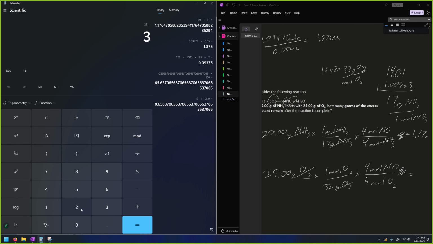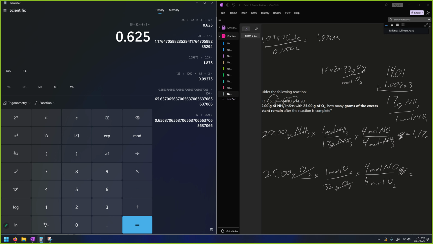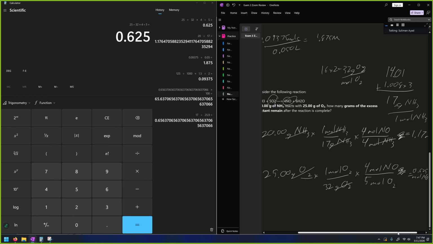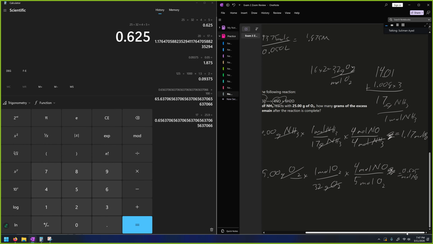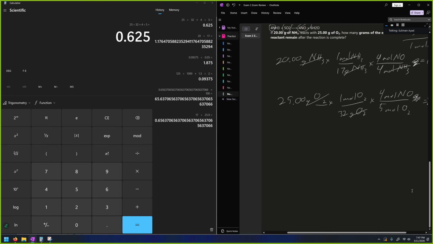25 divided by 32, and then times 4, and then divided by 5. And that gives me 0.625. That, of course, is moles of NO. And so whichever one of these gave us less product is the limiting reagent. So oxygen is our limiting reagent here. Because of that, I'm going to do the next part of the calculation using oxygen.